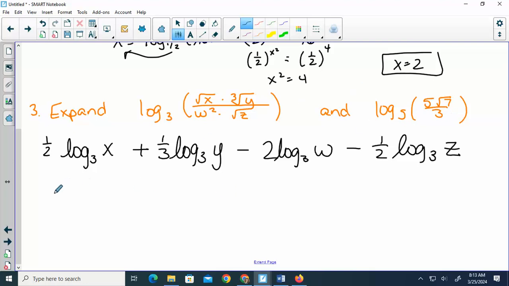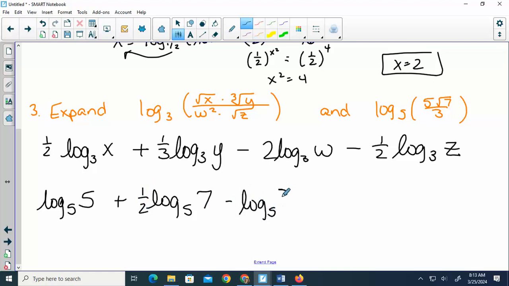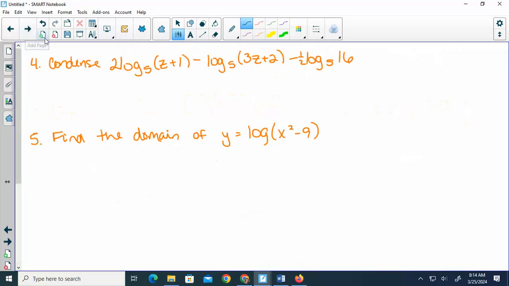Alright, this one, if we break it apart, we get log base 5 of 5 plus log base 5 of the square root of 7, so that would put a 1/2 in front, minus log base 5 of 3. What else could we do? You could simplify the log base 5 of 5. Log base 5 of 5 says 5 to what power equals 5? And that's a 1. So that's our simplified answer. Is that okay? Let's look at this one.